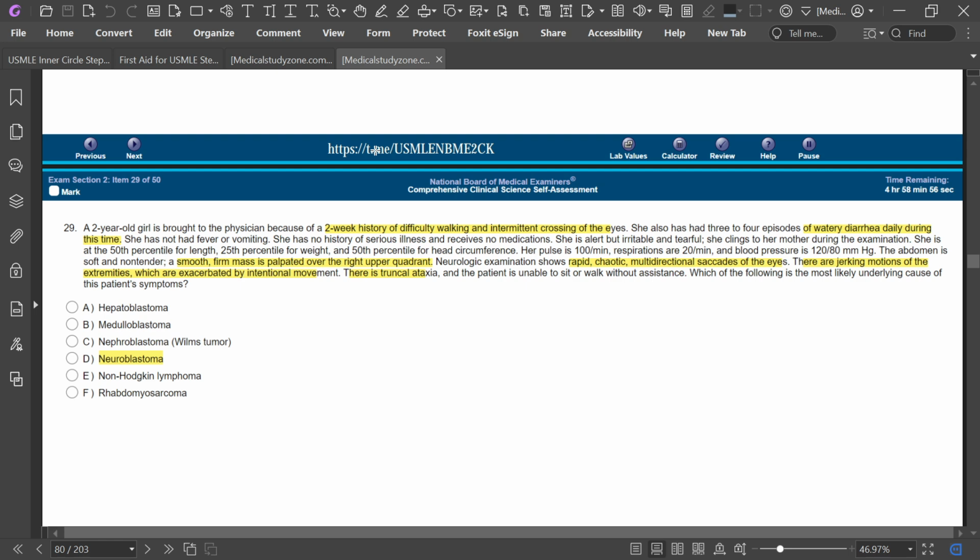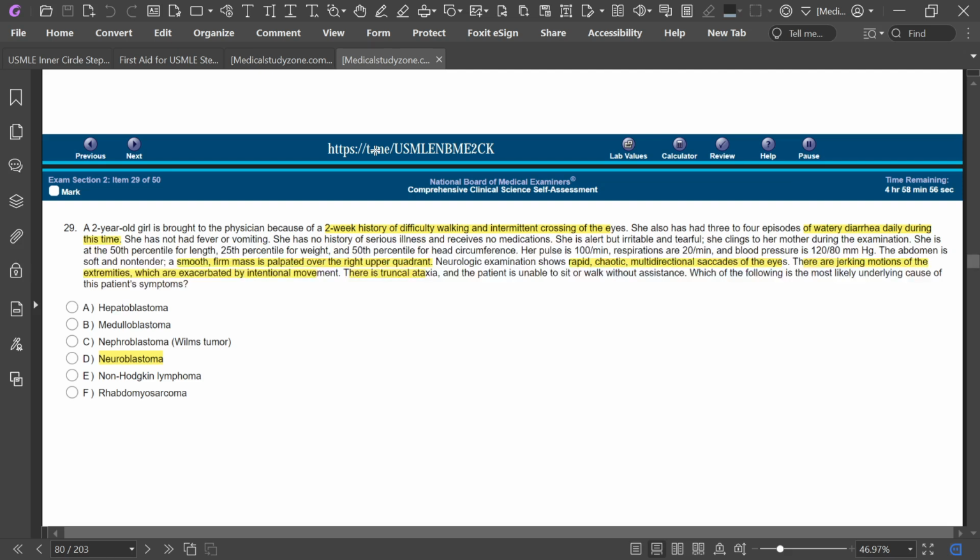Neurologic exam shows rapid, chaotic, multidirectional saccades of the eyes. There are jerking motions of the extremities which are exacerbated by intentional movement. There is truncal ataxia, and the patient is unable to sit or walk without assistance. Which of the following is the cause of the patient's symptoms?